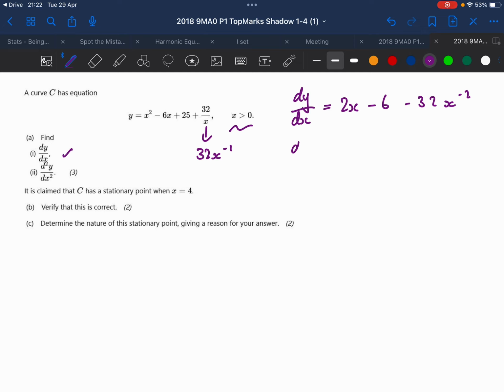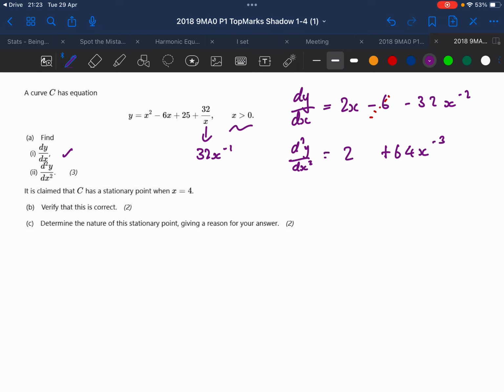Find the second derivative. So we go again. So this is going to be a 2. The minus 6 will differentiate away. Over here, we're going to have minus 32 times the minus 2 is plus 64, 64x to the minus 3.